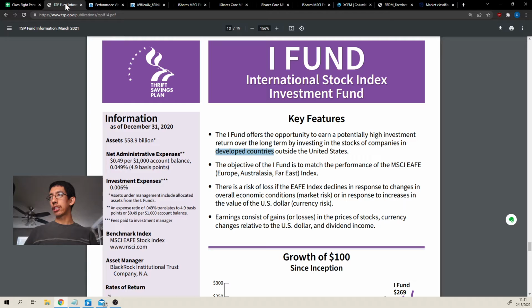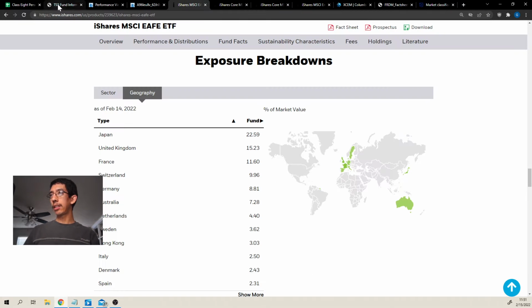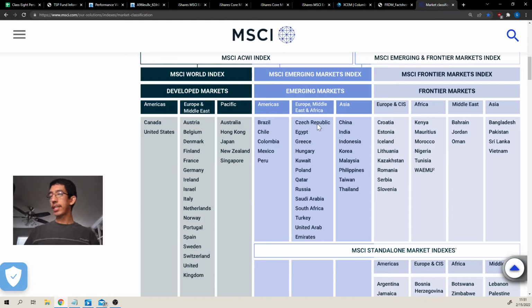Now, go back to this TSP thing. Developed countries. By investing in the stocks of developed countries, i.e. not emerging markets countries. So, all of these countries in the emerging markets are excluded from the MSCI EAFE index. You don't get any China. You don't get any India. You don't get any Korea, Malaysia, Philippines, and so on. Maybe you like that. Maybe you don't.